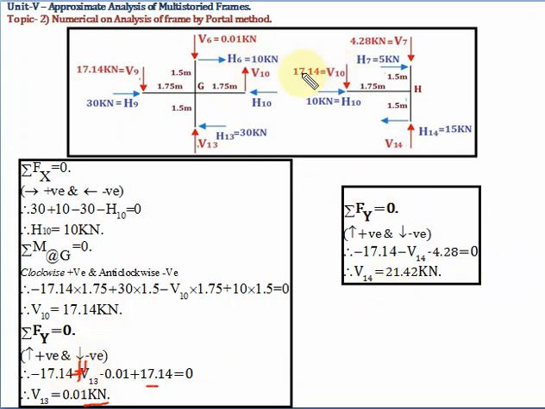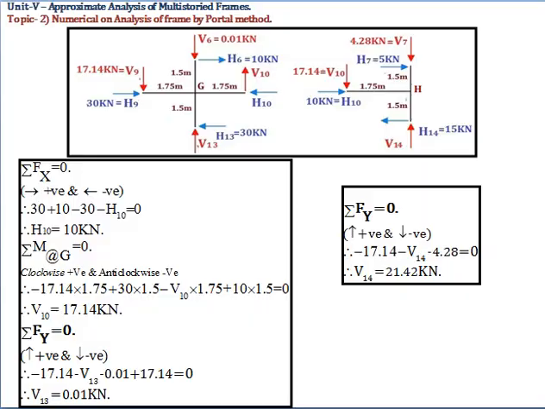Then consider joint H now. Forces known to us are what? 17.14, H10, V7, H7 and H14. Only one force is not known to us, that is V14. As it is a vertical force, we will apply the equilibrium equation, summation Fy equal to 0. So 17.14 acting downward, minus, V14 here should be plus, and this 4.28 acting downward, minus. So here we will get the value of V14 as 21.42. In this way we have found all the values of forces.